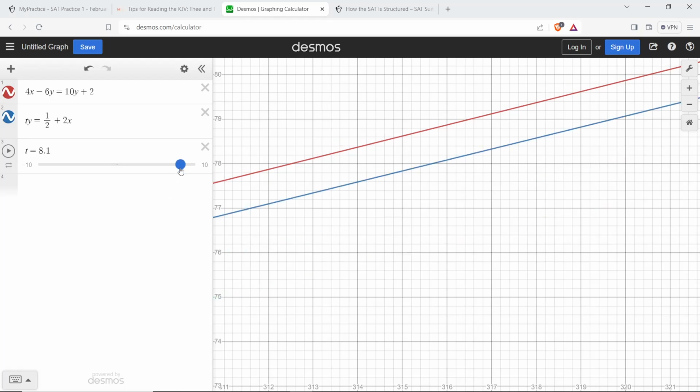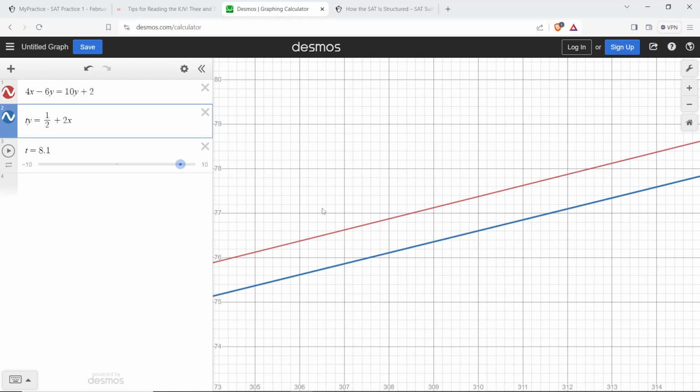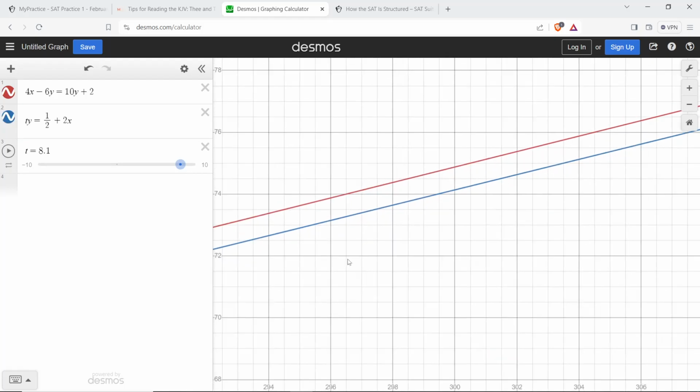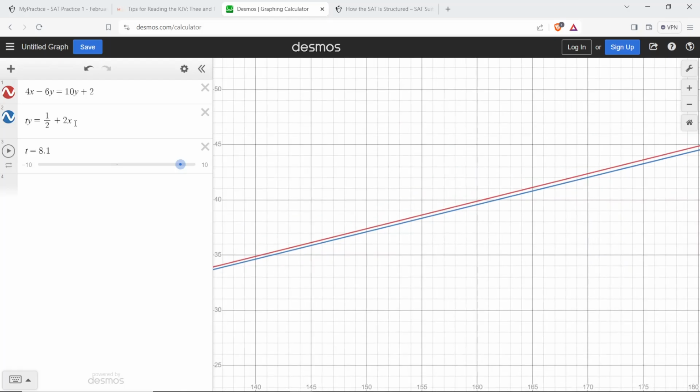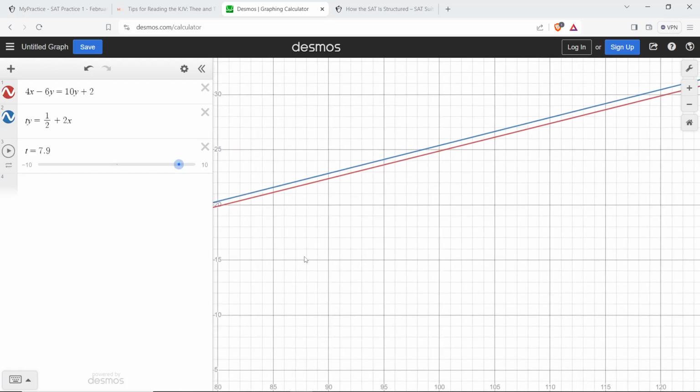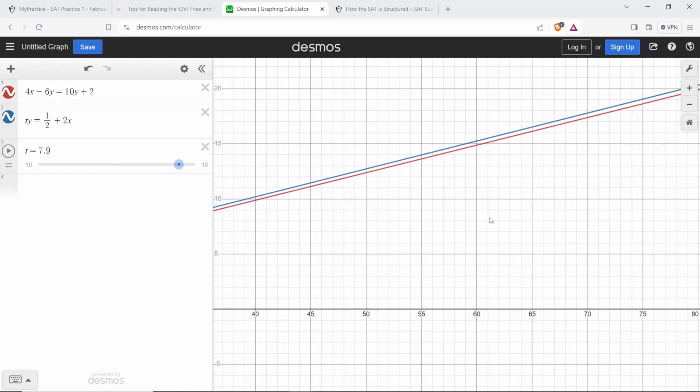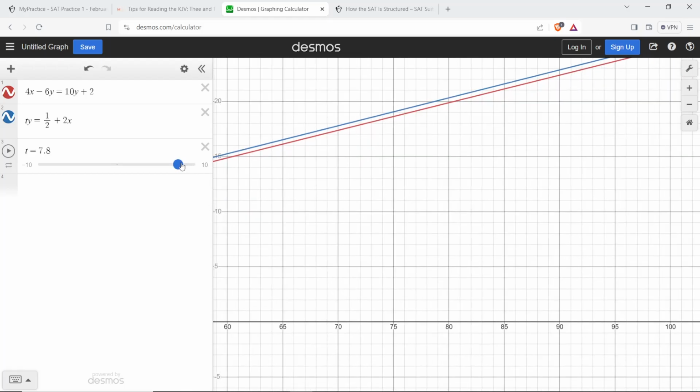At 8.1, see how they're getting closer and closer together. And eventually they're going to cross. And at t equals 7.9, eventually they're getting closer together, and eventually they're going to cross. So they're going to have a solution. So the answer is t equals 8.